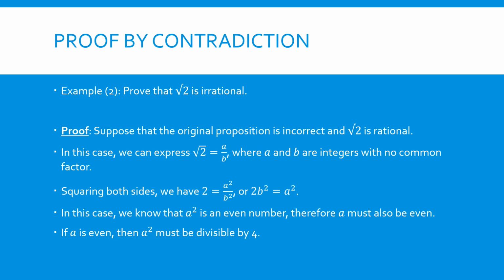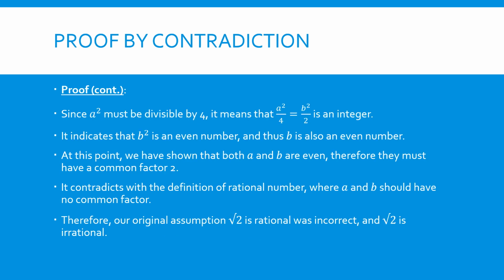Since a is an even number, a squared must also be divisible by 4. Now, if a squared is divisible by 4, it means that a squared over 4 is an integer. Since a squared equals 2b squared, then 2b squared over 4 is also an integer. It means that b squared is divisible by 2, and it is therefore an even number. When b squared is even, we know that b must also be even.